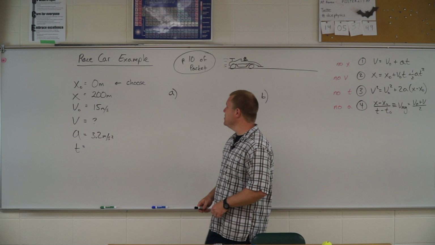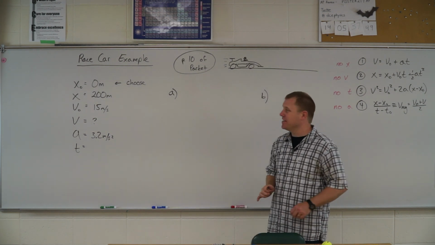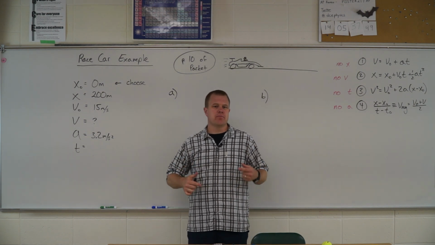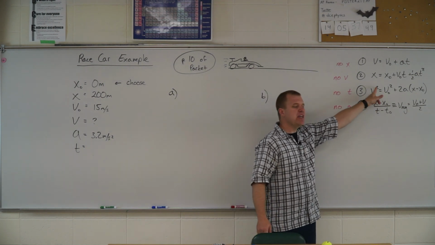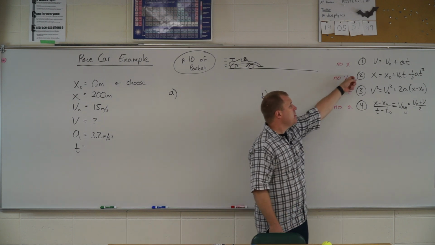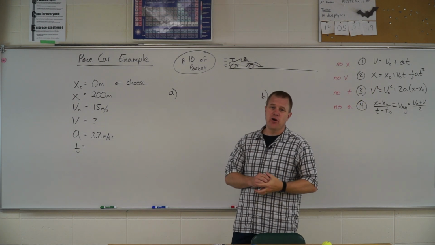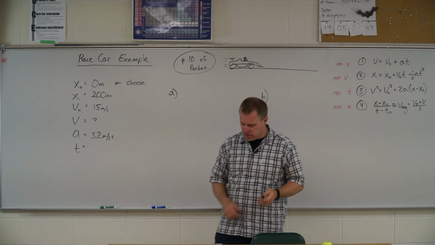All right, we're on page 10 of the packet, and we're going to go ahead and do the race car example. The reason I want to do this one is it brings up equation 3, an interesting fact when we solve for v because it's a squared term, and also how we solve number 2 for t if it's a quadratic. So we're going to focus on those two special situations, and we can do it all in this problem. Let's go ahead and start.